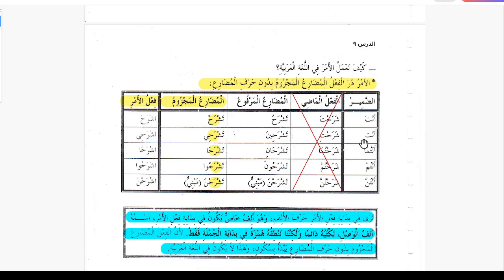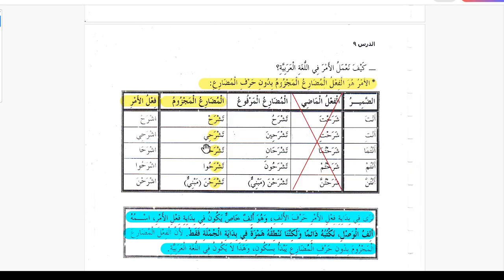And if you're going to say it to somebody feminine, since this is masculine, you say ishrahi. And if you're going to say it to two people, masculine or feminine, you say ishraha. And then for all of them, ishrahu. And for all the feminine, you say ishrahna.